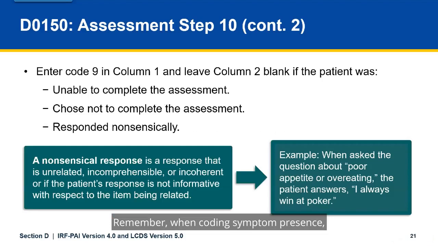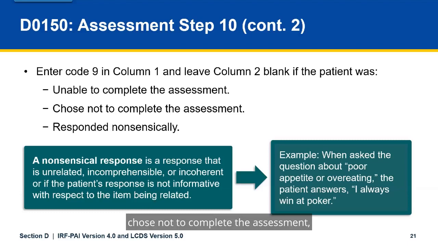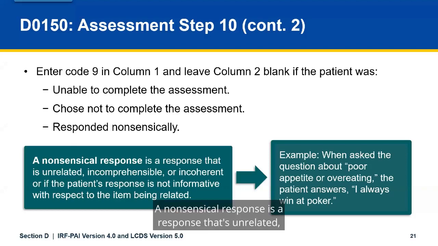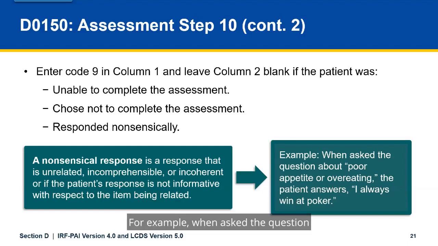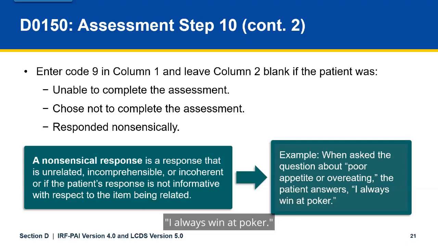Remember, when coding symptom presence, enter code 9 in column 1 and leave column 2 blank if the patient was unable to complete the assessment, chose not to complete the assessment, or responded nonsensically. A nonsensical response is a response that's unrelated, incomprehensible, or incoherent, or the patient's response was not informative with respect to the item being asked. For example, when asked the question about poor appetite or overeating, the patient answers, I always win at poker.